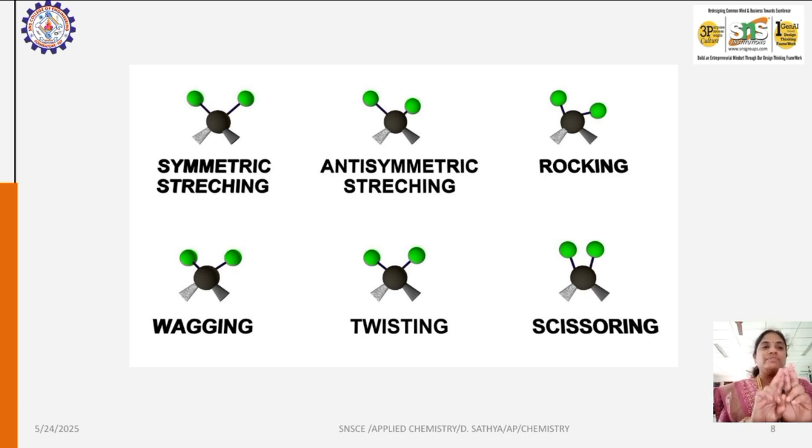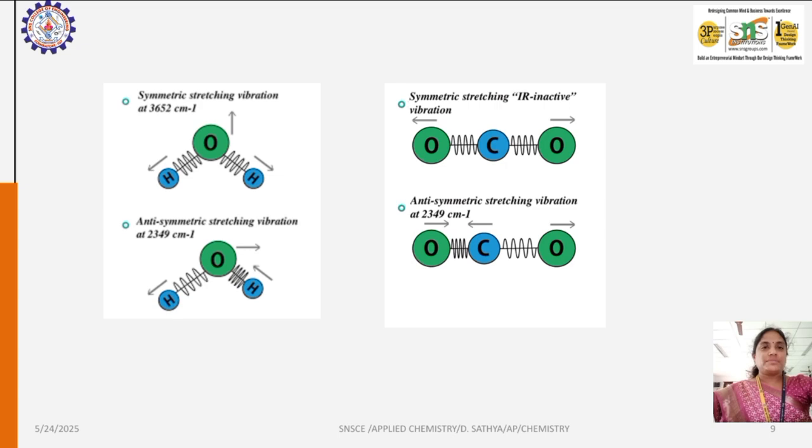scissoring. Wagging means just the movement of the two atoms. This is wagging. Twisting means the two atoms are twisted relative to one another. This is called twisting.